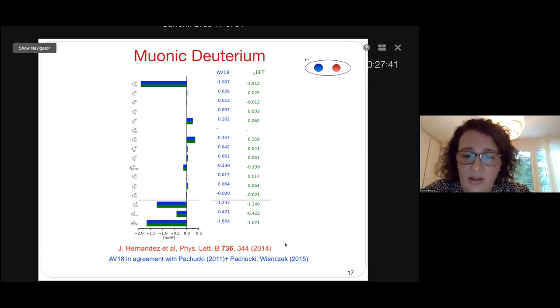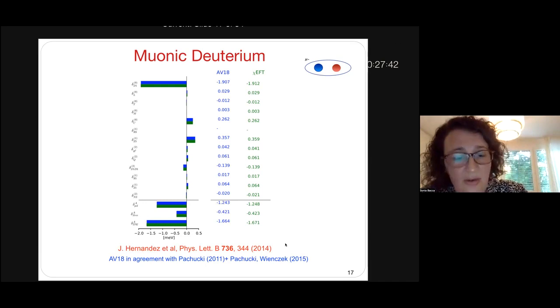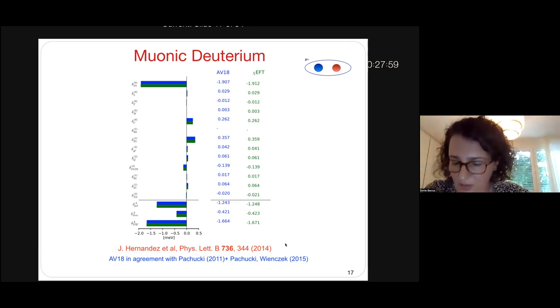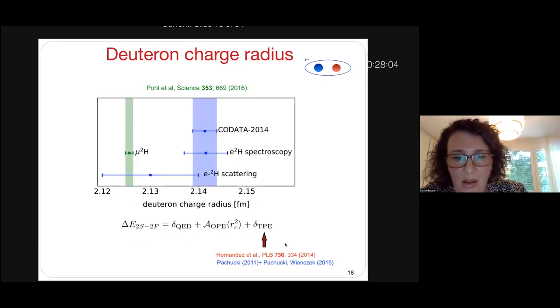And if we sum them up, this is work that we did in 2014. Then we were in agreement with the first calculation by Pachucki, who is an atomic physicist. There were some slight differences that we understood, something wrong with the isospin. And then eventually, around 2015, we agreed on almost everything, with only very tiny differences. So now this number was ready for the two-photon exchange to be used in the experimental extraction of the radius.